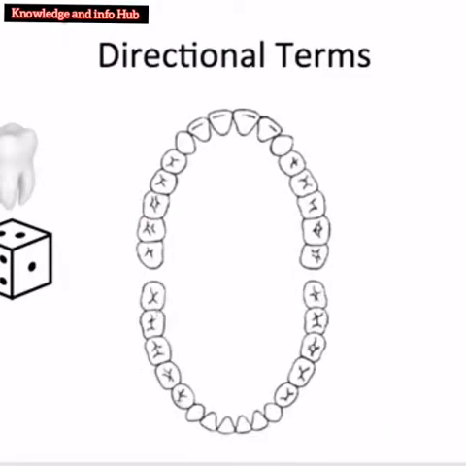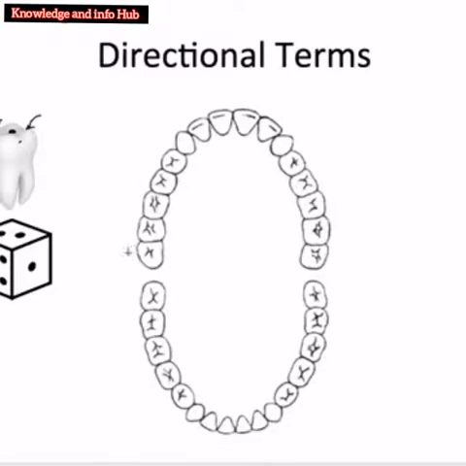So now let's talk about directional terms. I think it's helpful to think about a dice or a cube that has 6 surfaces. A tooth is sort of similar, except we don't count the bottom surface. So you can think of there being 1, 2, 3, 4, and then 5 surfaces that we want to consider when we're talking about the directional terms for a tooth.